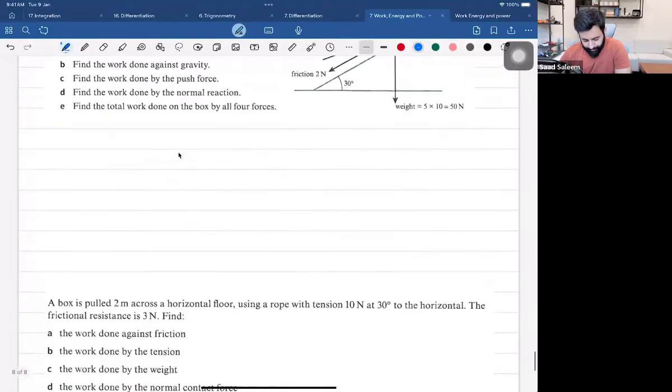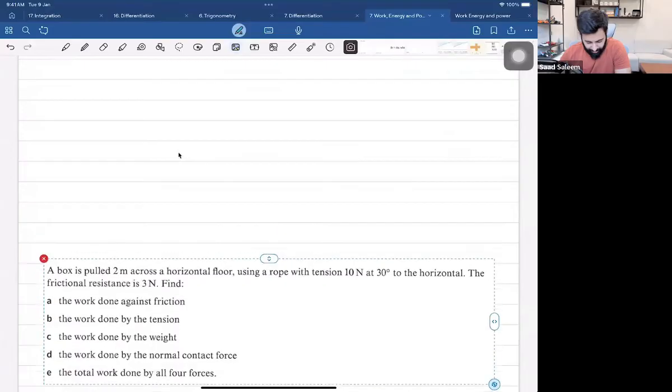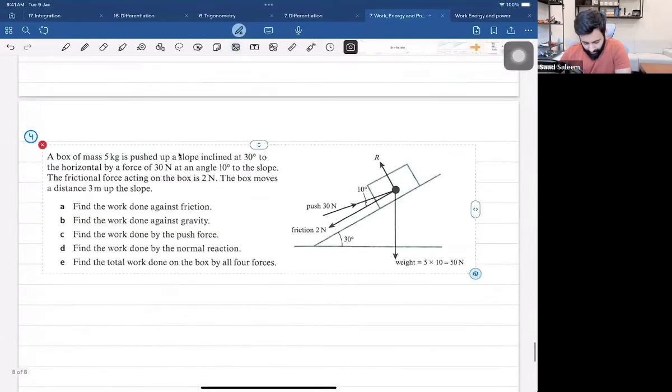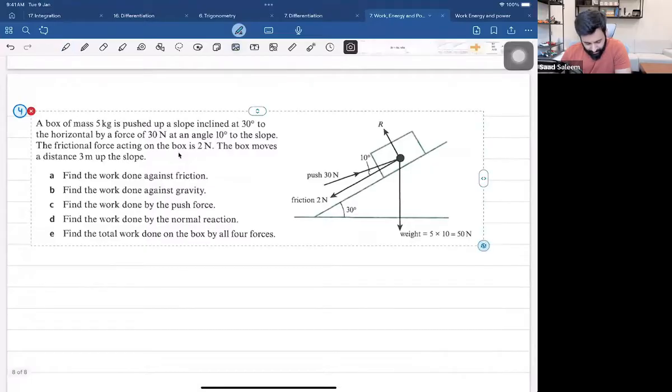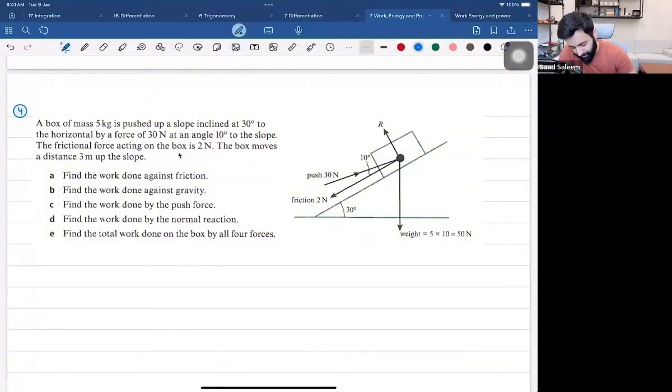Okay, so let's solve some questions. We're going to increase the difficulty level a little. And here it is. Let's see what this says. A box of mass 5 kg is pushed up a slope inclined at 30 degrees to the horizontal by a force of 30 newtons at an angle of 10 degrees to the slope. The frictional force acting on the box is 2 newtons. The box moves a distance of 3 meters up the slope. Find the work done against friction.